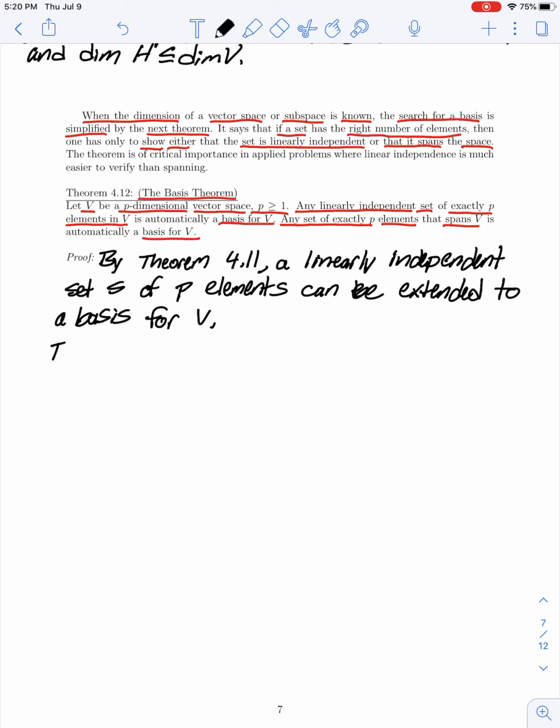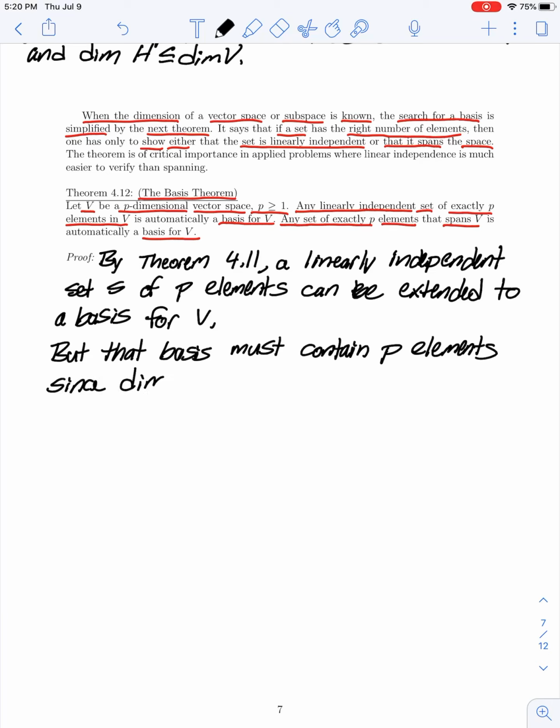But that basis must contain exactly p elements since the dimension of our vector space is equal to p.